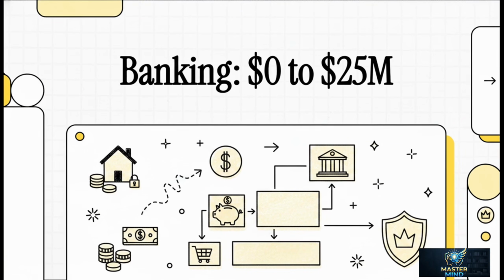Okay, let's dive into this. Have you ever really stopped to wonder why your bank treats you exactly the way it does? Well, today in this explainer, we are going to pull back the curtain and look at the hidden architecture of banking. We're going to map out exactly how a bank's treatment of you scales, how it completely transforms starting from $0 and going all the way up to $25 million.